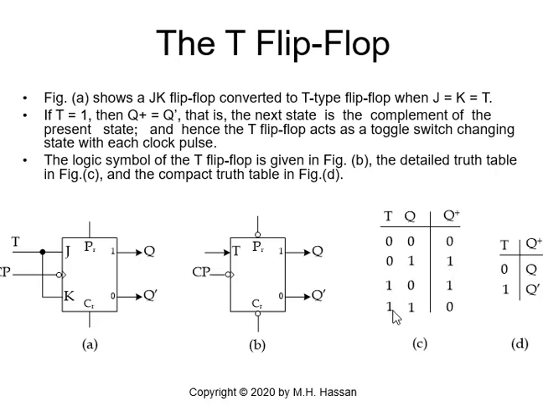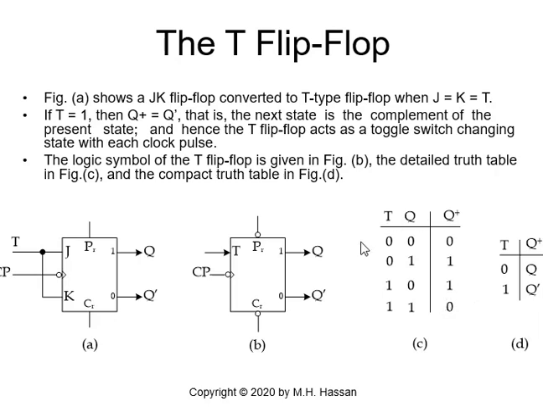If T is 1, you will get the complement. So if Q is 0, Q plus will be 1. If Q is 1, Q plus will be 0. So the compact truth table: T is 0, Q plus is equal to Q; T is 1, Q plus will be equal to Q prime, which is very clear from the truth table.